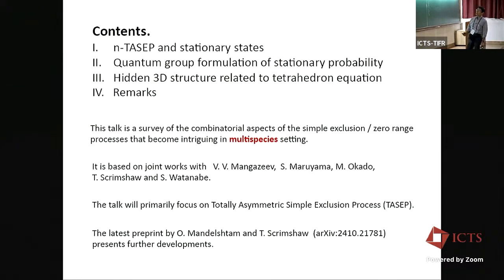This talk is a survey of the combinatorial aspects of the simple exclusion or zero-range processes that become intriguing in the multi-species setting. It is based on joint works with many people, but the talk will primarily focus on the ASEP case. The latest preprint by Olya Mandelshtam, who is the next speaker, and Travis Scrimshaw presents further developments.